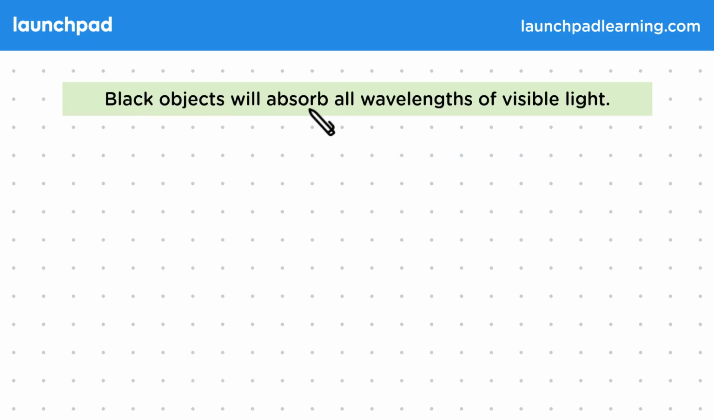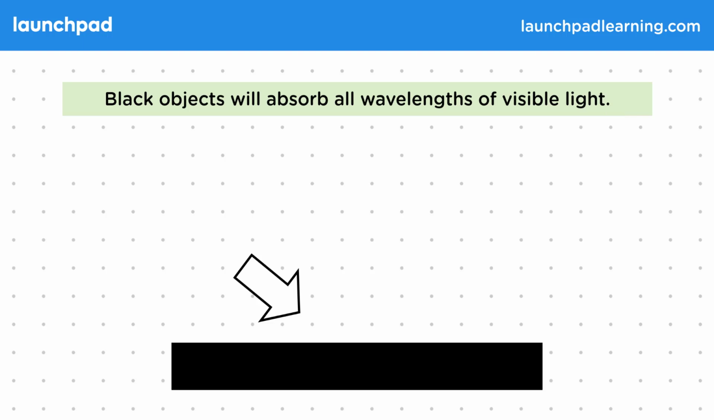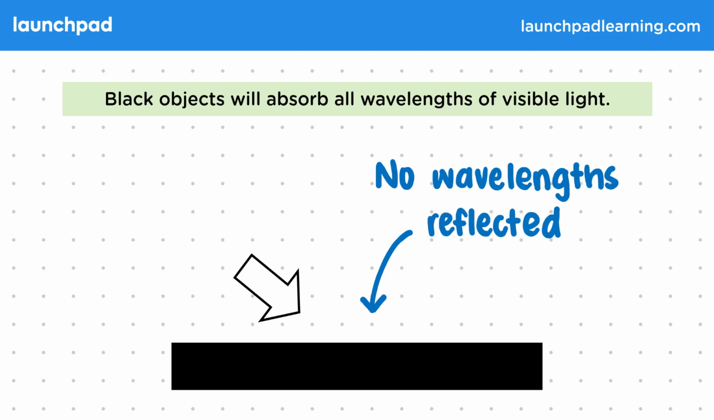Black objects will absorb all wavelengths of visible light. Here's an example of a black surface. When we direct white light at it, there won't be any wavelengths reflected. They are instead all absorbed, so there's no light to tell us what colour this surface is. Though in practice, there's usually a small amount of reflected light to at least tell us there's something here. Otherwise, this would just be a gap in our vision.